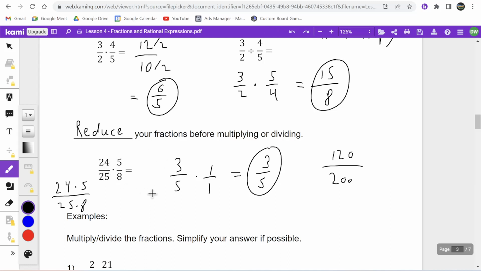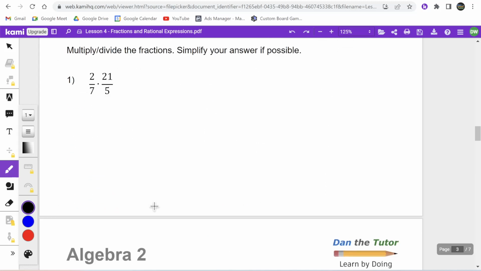Hopefully that makes sense and I'm not confusing you. If I am, please tell me. But I think these examples we're about to do are going to clear things up.